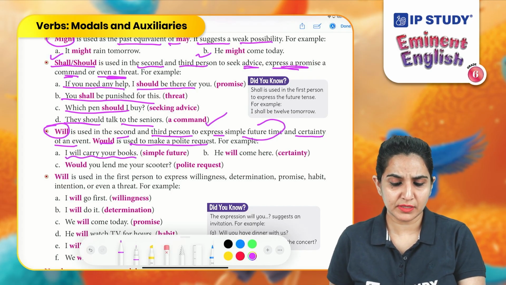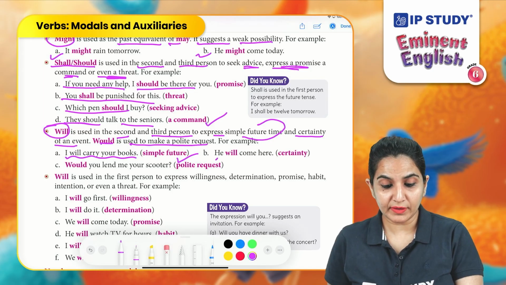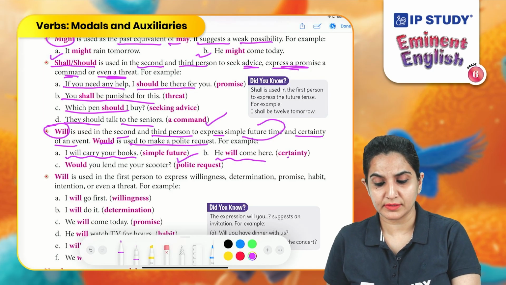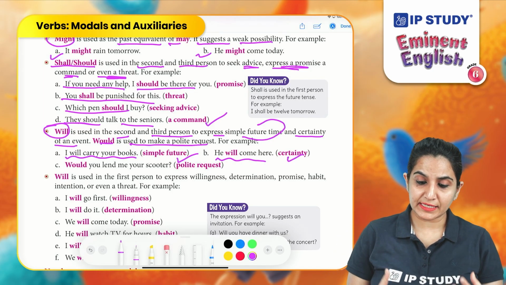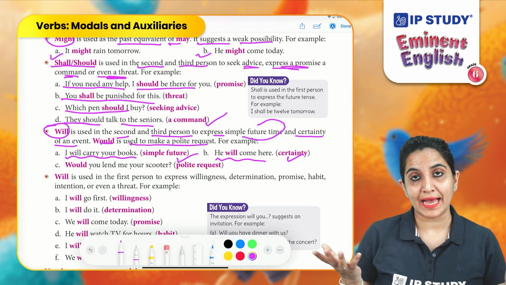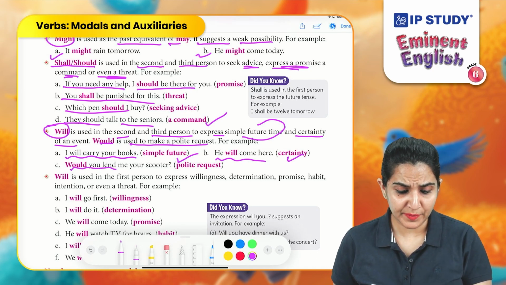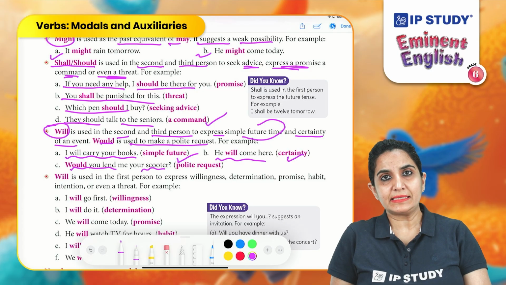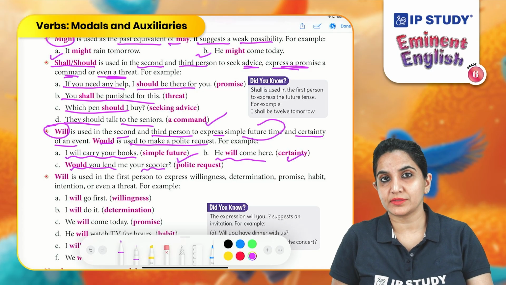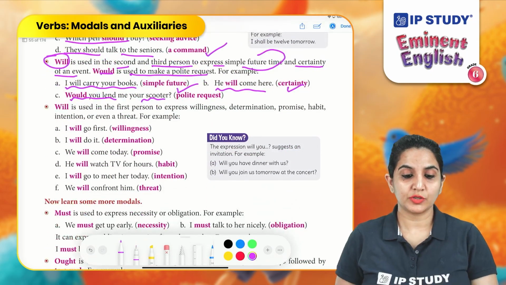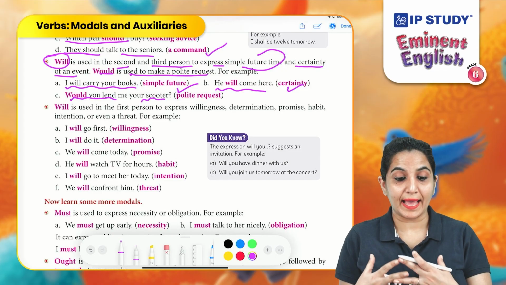This is simple future. He will come here. This is certainty. So it expresses the simple future time and certainty of an event. Would you lend me your scooter? This is a polite request. So that is the use of will and would.